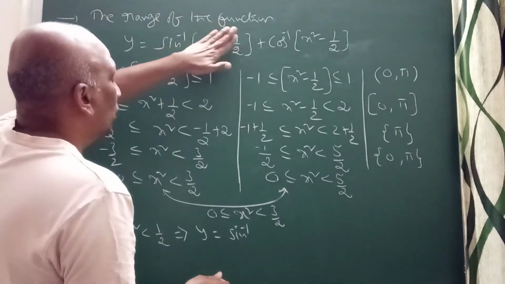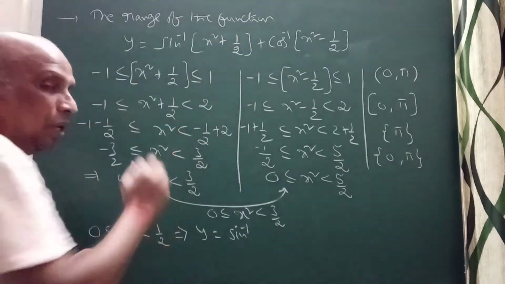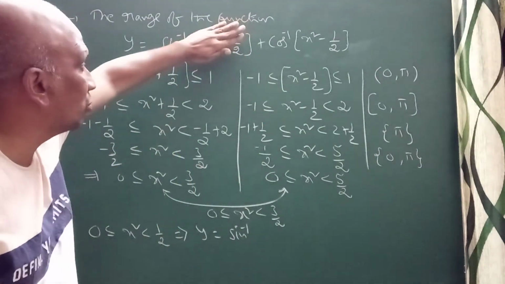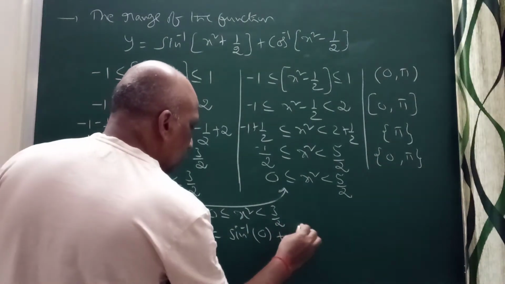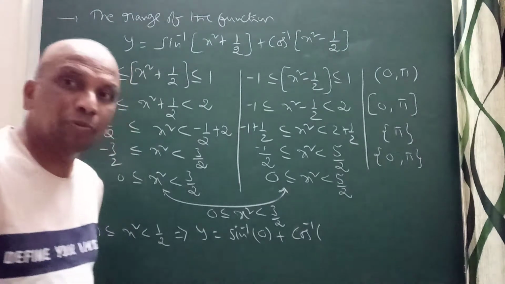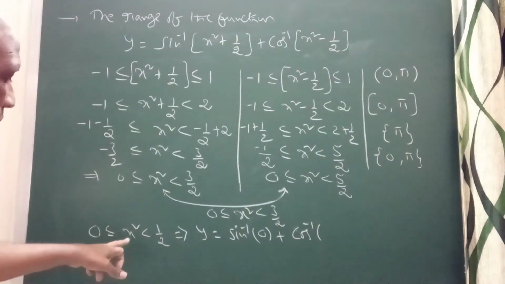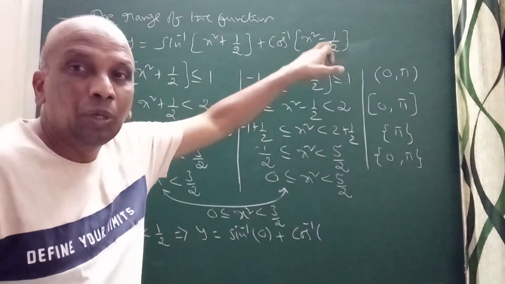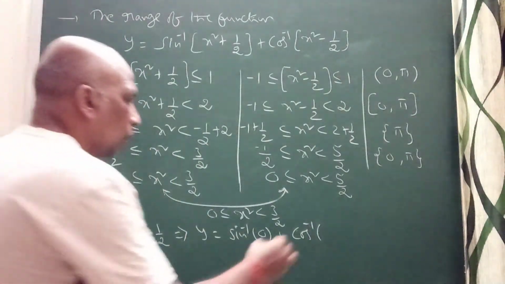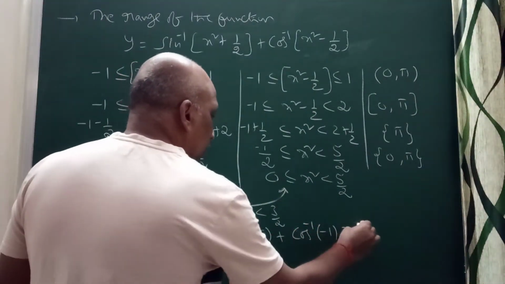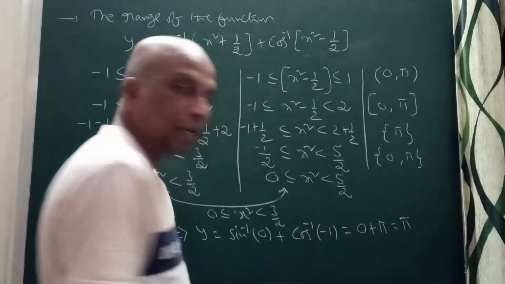Why? Because you will get the value 1 by 2. Here you will get 0. 0 plus 1 by 2 is 1 by 2, that is 0.5. Sin inverse of 0.5 will be 0 plus cos inverse of, because the value of x square lies between 0 and 1 by 2, the value again is 0, here minus 1 by 2 minus 0.5. Sin inverse of minus 0.5 is minus 1. So cos inverse of minus 1. Sin inverse of 0, 0, cos inverse of 1. Cos inverse of minus 1 is pi, it gives pi, right?